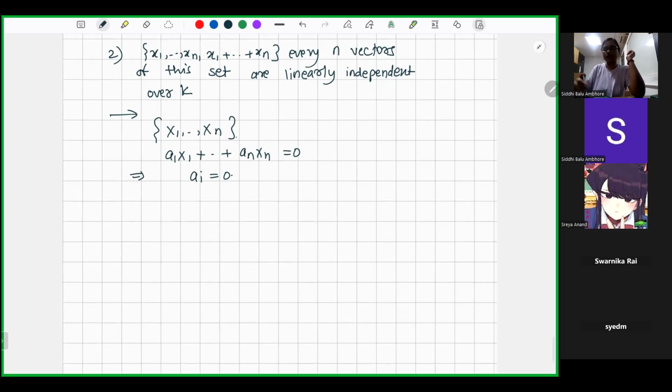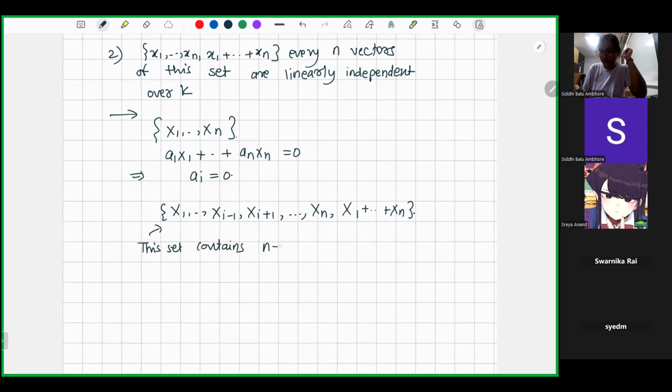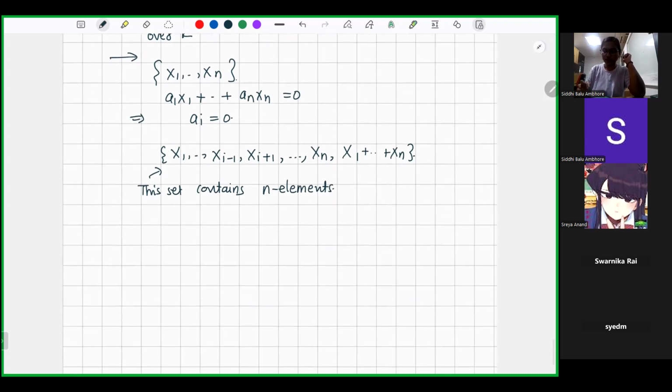Now, if I choose this set, x1, ..., xi minus 1, xi plus 1, ..., xn, and x1 plus ... plus xn, this set contains n elements, okay? And now I have to check that this is a linearly independent set. So how to check that?